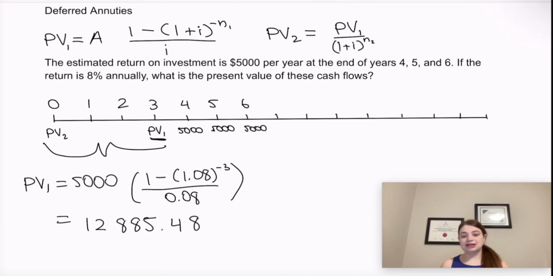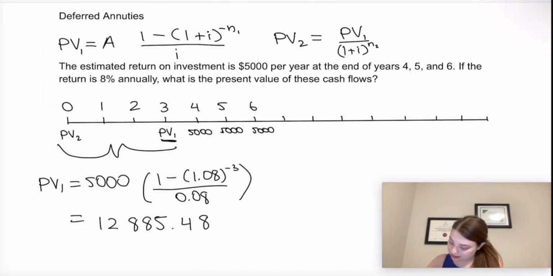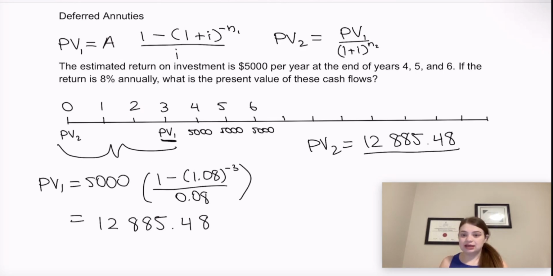What we need to know is what is the equivalent of paying $12,885.48 3 years from now, right? What is the equivalent of that if we just put in the money today? If we do it today, 3 years before, it's going to end up being less money. So that brings us to finding PV2, which is going to be equal to PV1, which is $12,885.48, over 1 plus i to the power of n2. So that's going to be 1.08 to the power of n2.